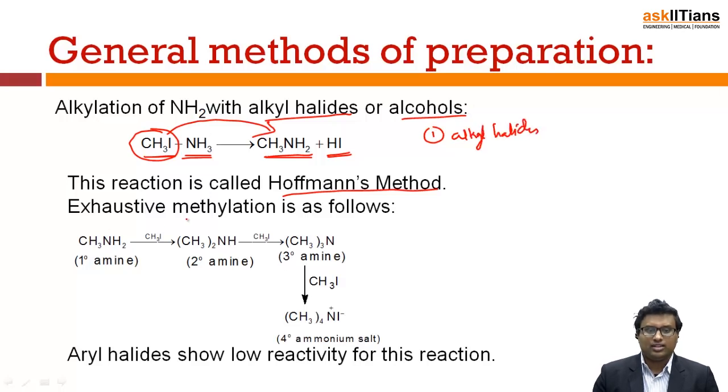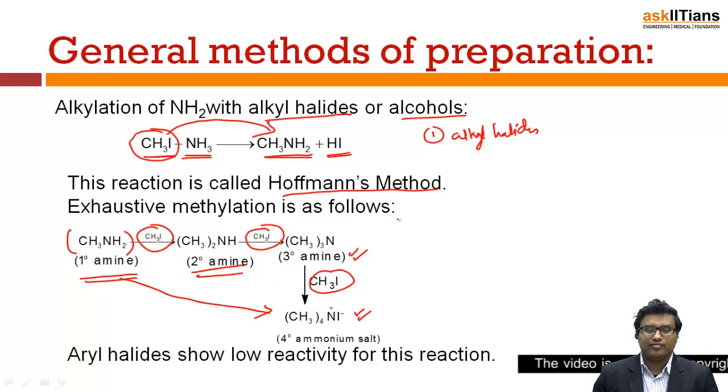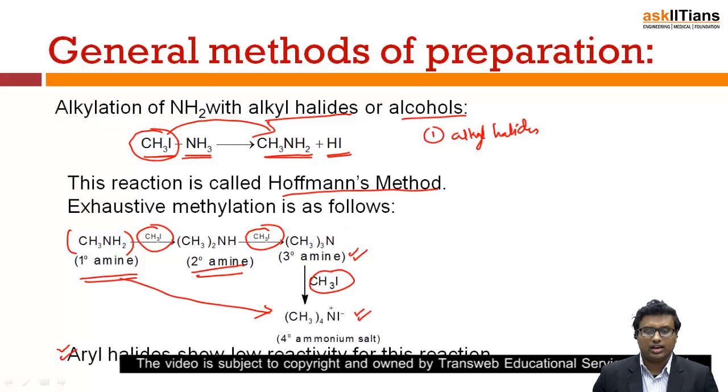So exhaustive methylation: if I have a 1 degree amine, in the presence of an alkyl halide you can convert it into a 2 degree amine. This 2 degree amine in the presence of an alkyl halide converts into a 3 degree amine. A 3 degree amine in the presence of an alkyl halide converts into a 4 degree ammonium salt. So what is happening here? This is exhaustive methylation, which means a methyl group is being added again and again. So the 1 degree amine is finally converted into a 4 degree ammonium salt. For the whole process of Hofmann's method, aryl halides show low reactivity.